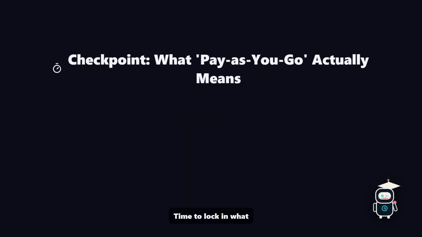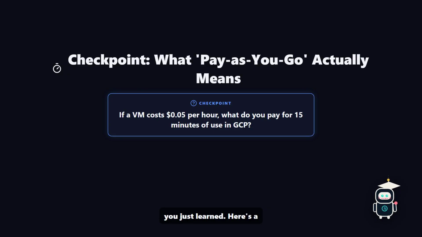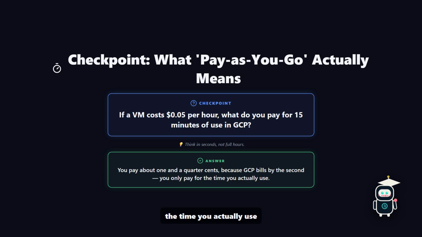Time to lock in what you just learned. Here's a quick checkpoint. If a VM costs $0.05 per hour, what do you pay for 15 minutes of use in GCP? The answer is not $0.05. Because GCP bills by the second, you pay only for the time you actually use. 15 minutes is about 1.25 cents. This is a huge advantage over providers that bill by the hour, where a 15-minute job still costs you a full hour. In GCP, your experimental workloads, every short burst, gets charged accurately.